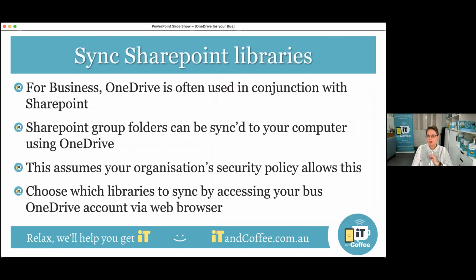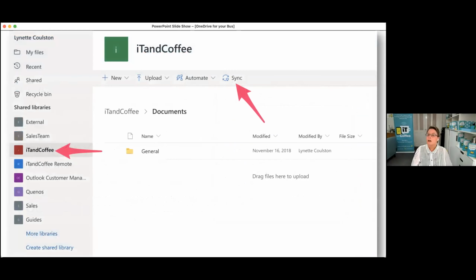And then there's also the option, and I'm not going to spend a lot of time on this because this gets into more complex territory. If you've got a bigger business that maybe has something called SharePoint libraries, you can share those libraries to your desktop depending on the security policies that apply to your business's Office 365. To do that, you visit your online OneDrive. From your OneDrive, you may see something like this, where you've got the names of the libraries that have been shared with you. You can choose one of them and sync it to your computer.